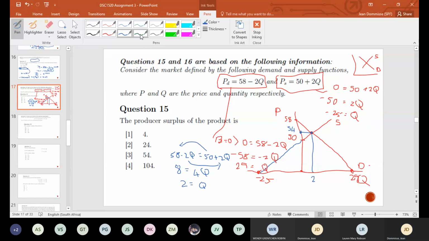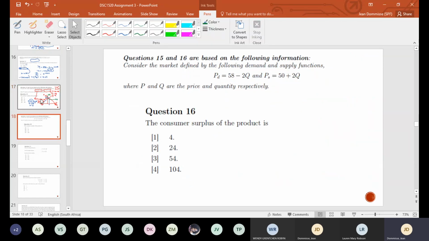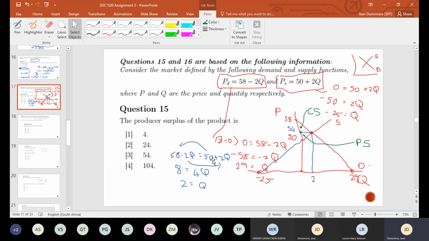Okay, so the top triangle is which one, and the bottom triangle is which one? Is the top one producer surplus or consumer surplus? Okay, you need to dig deep now. The top one is consumer. So basically, top one is consumer surplus, bottom one is producer surplus. So we're going to answer both on this page, so you don't need to copy and paste.